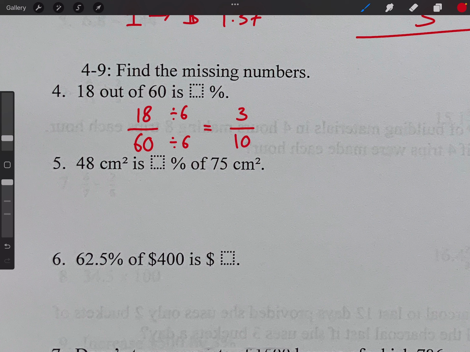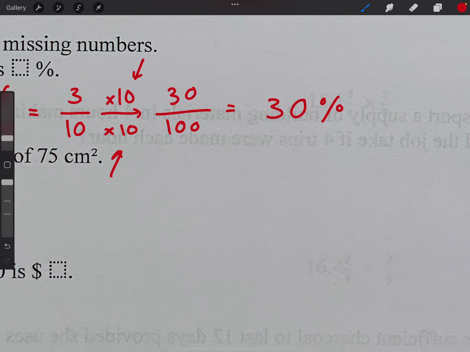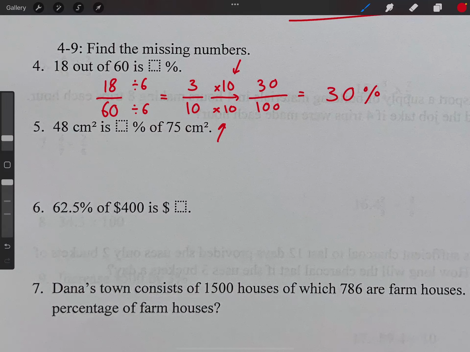Now 3 out of 10, let's make it out of 100. So I'm going to times it by 10 to get it out of 100. Okay, and times the top by 10. Whatever you do to the bottom, you do the same to the top. So this will be 30. Now this 30 out of 100 is 30%. So therefore, the answer is 30%. This is the same as 30%. Okay.